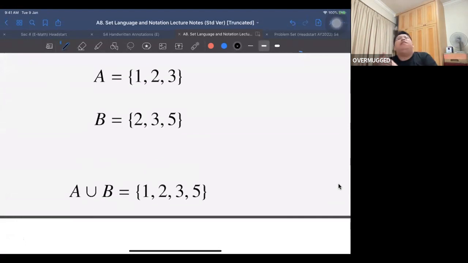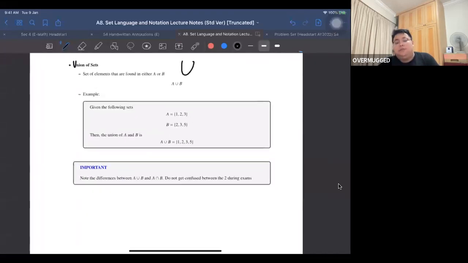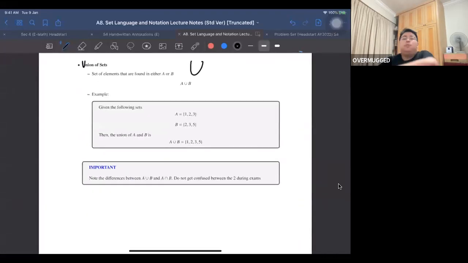The union is everything. So whatever A has, whatever B has, I'm going to take. Okay, that's why this is the union. So please do not get confused between the union and the intersection. Remember, the intersection means I want common. Union means I want everything.